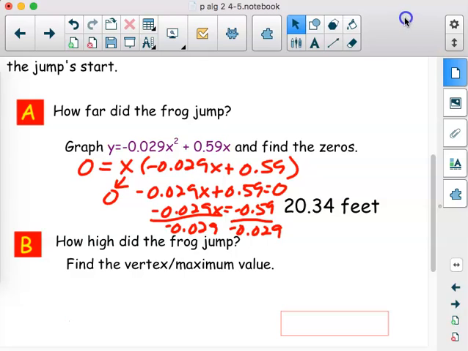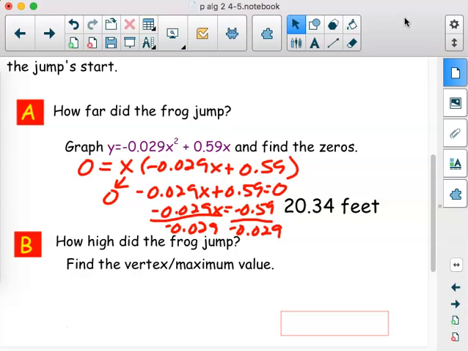So it's going to work that way on the test as well. And it would probably be better to just show your work and do the algebra way than to grab the graphing calculator. But you could always check. You know, you'll have time to double check that. So that's how far the froggy was jumping.